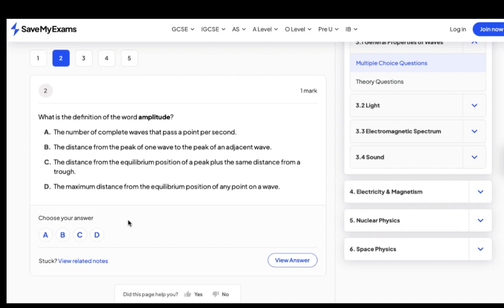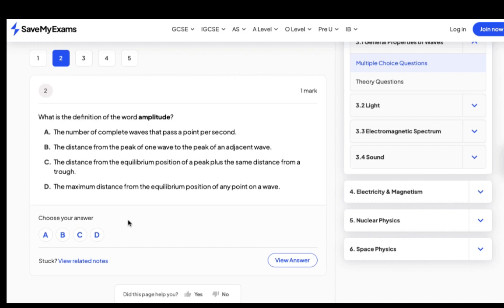What is the definition of the word amplitude? Okay, we've studied this topic, so we should know the definition of the word amplitude. The first option says the number of complete waves that pass a point per second. Is that amplitude? No, that's not amplitude. It's not the number of complete waves that pass a point per second.